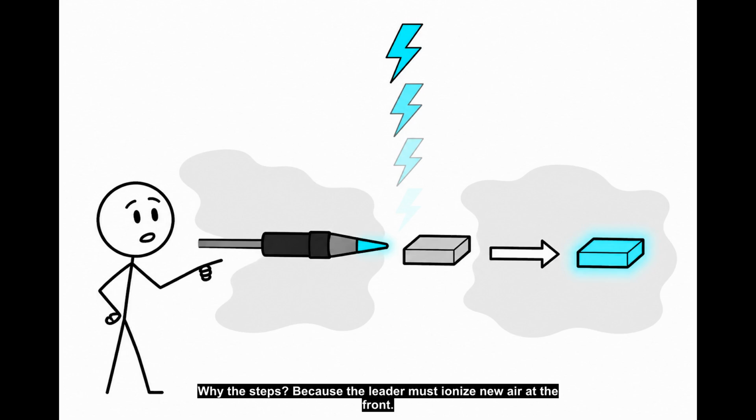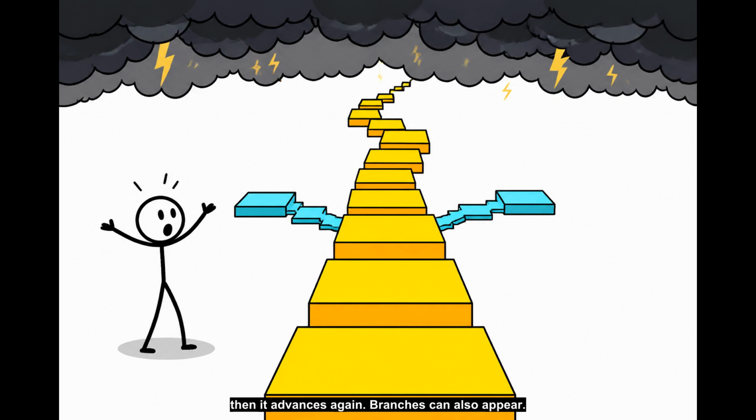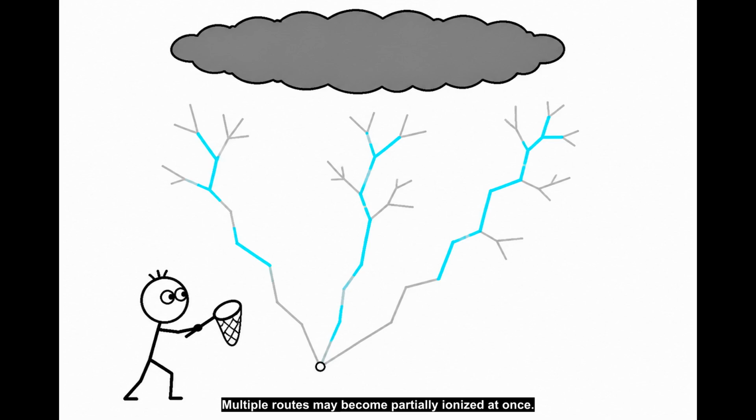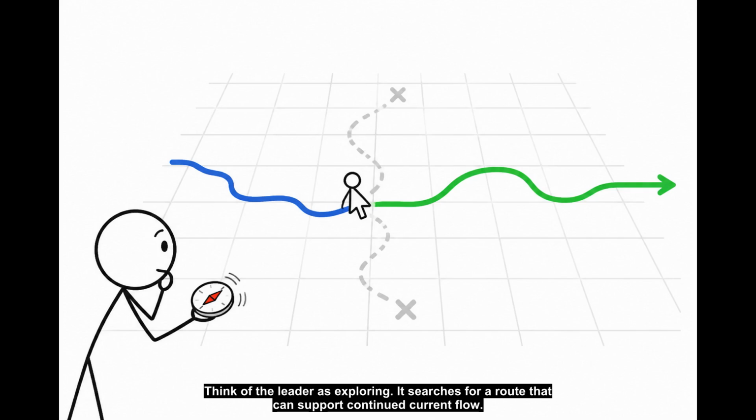Why the steps? Because the leader must ionize new air at the front. That takes power. It charges the surroundings, then it pauses, then it advances again. Branches can also appear. Multiple routes may become partially ionized at once. They compete. The branch that maintains the stronger electrical connection tends to keep growing. Think of the leader as exploring. It searches for a route that can support continued current flow.